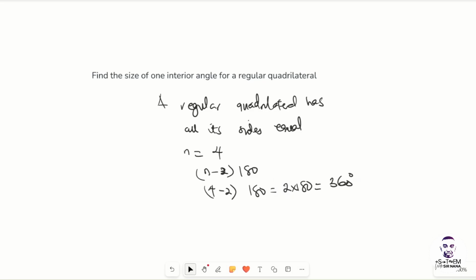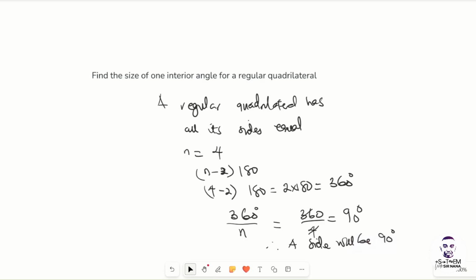Now, if you want to find one angle, all that we must do is take 360 degrees, which is the sum of interior angles, all over n, which is the number of sides. So we have 360 degrees all over 4, right? And 4 would go into 36 nine times. So it means we are going to have 90 degrees. Therefore, one interior angle will be 90 degrees.